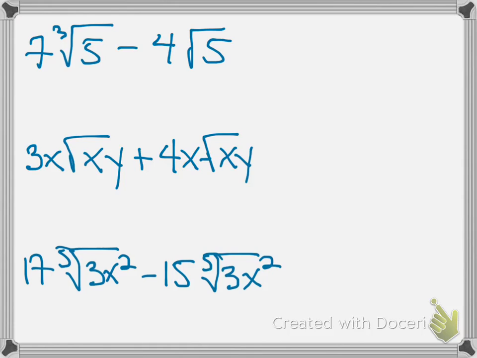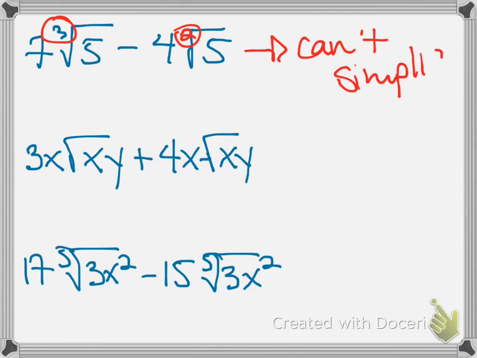So here are three examples of problems where we want to either add or subtract two radical expressions. Let's take a look at this first one. Here we've got 7 times the cube root of 5 minus 4 times the square root of 5. Now because the indices on these two expressions are different, we're dealing with a cube root and a square root, we can't simplify this, it can't be combined. So if you saw a problem like that, you could just say that you can't simplify it. Let's take a look at the next one.